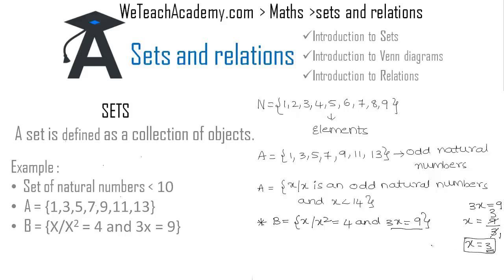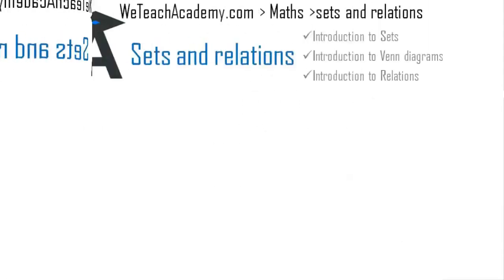Now let us substitute the x value in the equation x square is equal to 4. We get 3 whole square is equal to 4, and that implies 3 whole square is 9, which is not equal to 4. So we don't get any element for the value of x. So we get an empty set, and we call this type of set a null set, and we represent it with this symbol. So this was a basic introduction on sets.